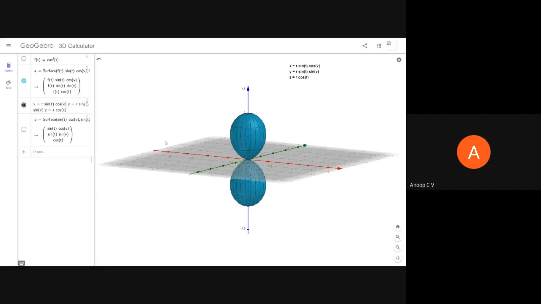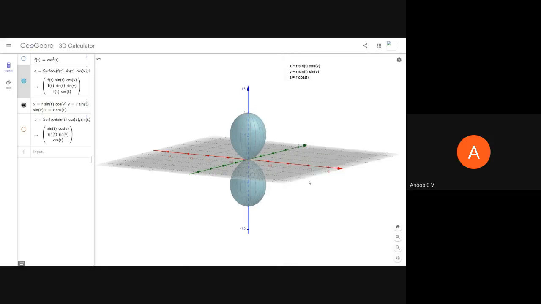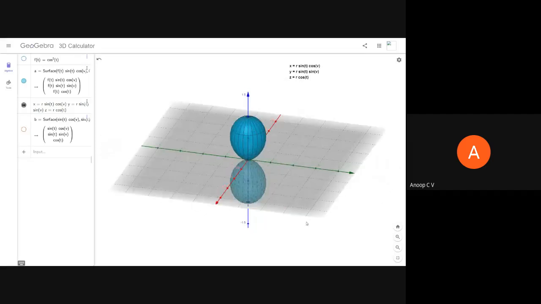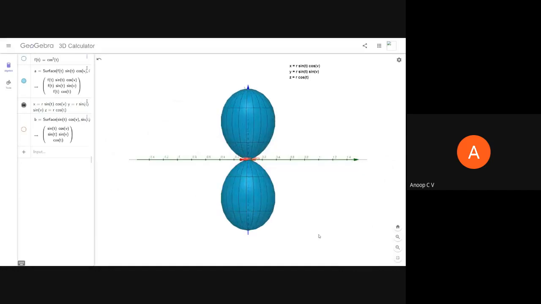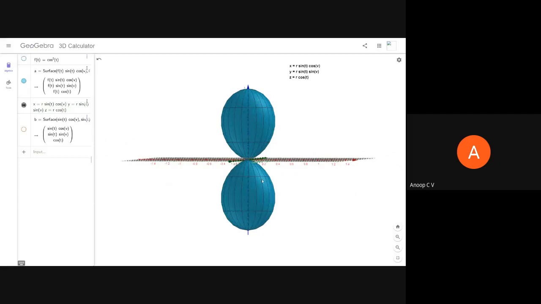I hope you know what pattern radius is. Maybe I'll make it a little bit transparent. I don't know up to what extent you are able to see this, so I'll just zoom it to fit. So this is actually the cos square theta pattern. You can see this is symmetric with respect to our main beam lobe.